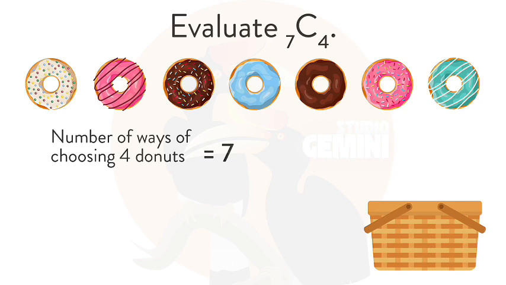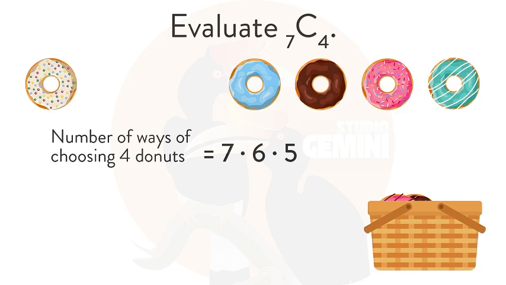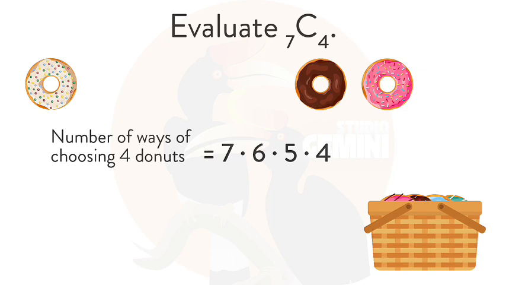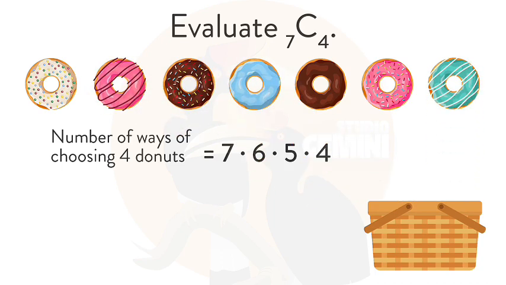We have 7 donut varieties for our first choice, then 6 donut varieties for our second choice, 5 donut varieties for our third choice, and 4 donut varieties for our last choice. Wait just a minute. This looks like the same thing that we did for permutations. And so far, it is the same. But let's think about this a bit more.